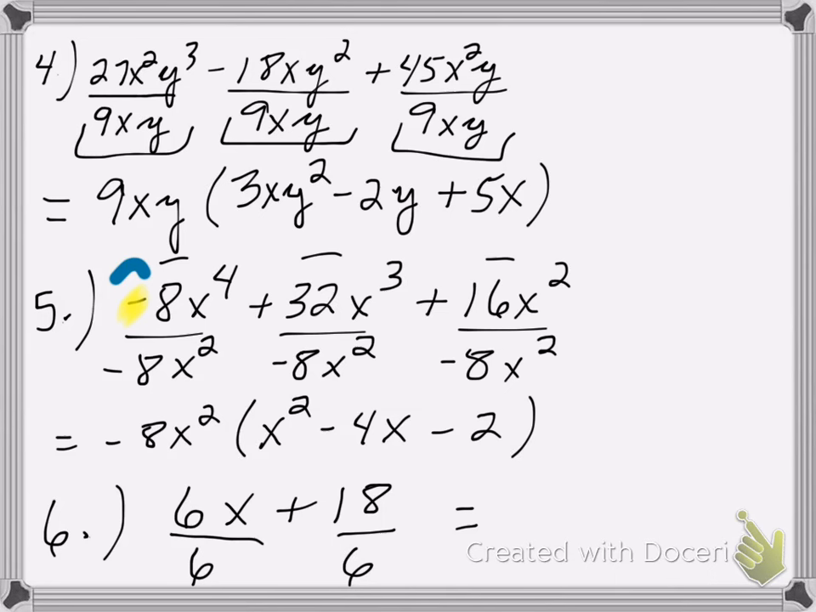X is not common here because the 18 does not have an X on it, so therefore you can't take an X out. So right here your GCF is just 6, and so we take the 6 out, and that leaves you with x plus 3 as your answer.